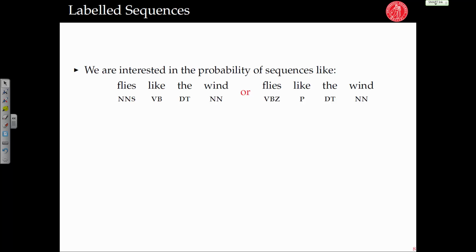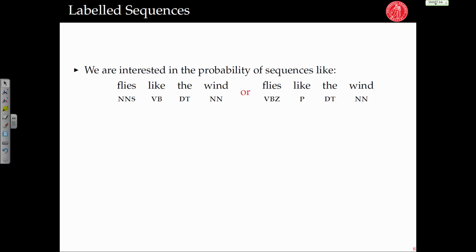As I said, we are interested in assigning probabilities to tag sequences, or a sequence of part of speech tags, to a given sentence. So a sentence like "flies like the wind."